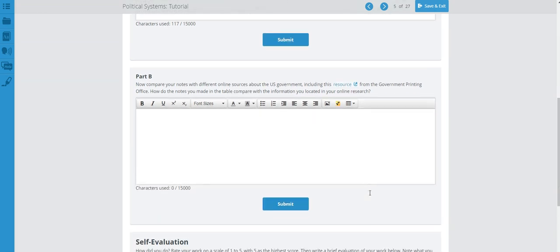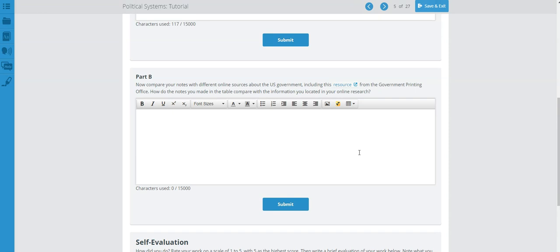Now, part B of this activity is asking you, now compare your notes with different online resources about the government, including this resource. So if you haven't done any research yet, you can just click on the resource that is provided for you here, and you will find a whole bunch of information about the government.